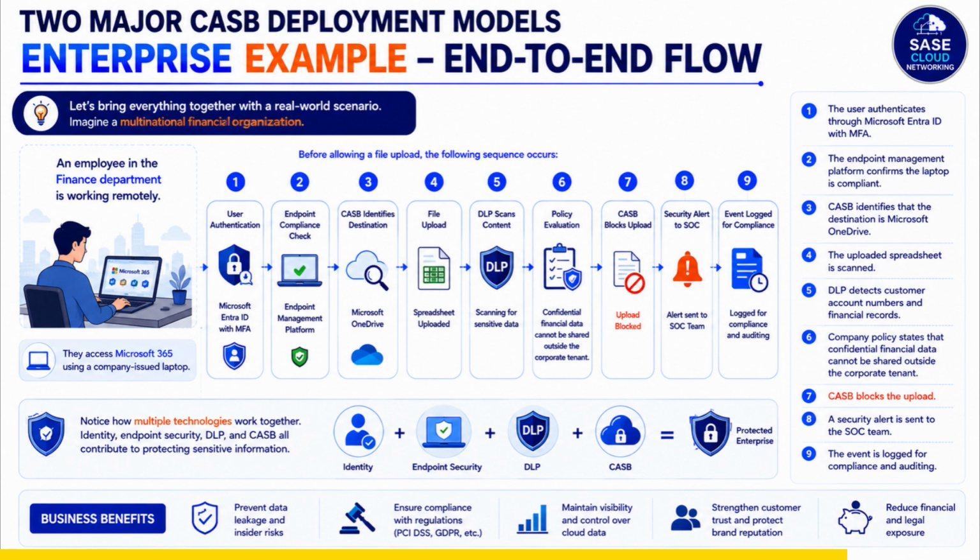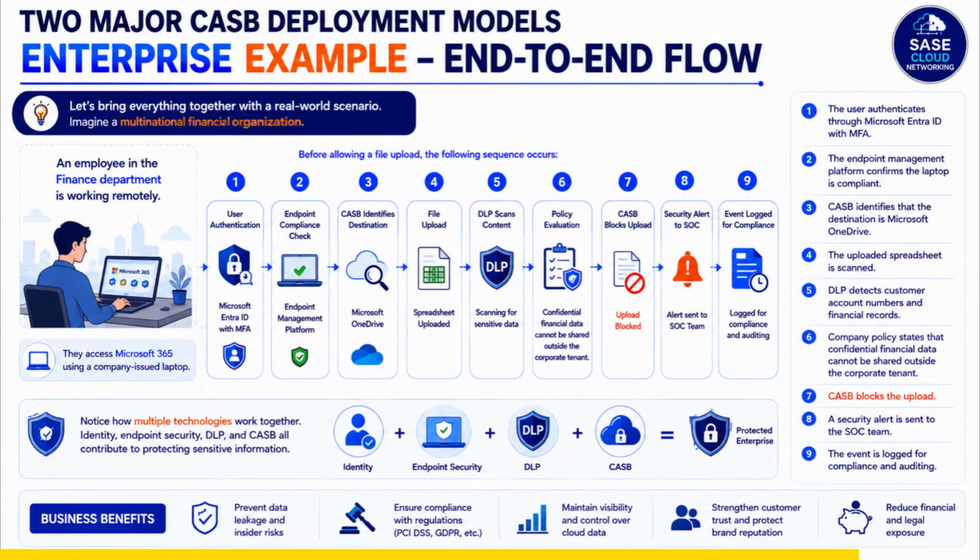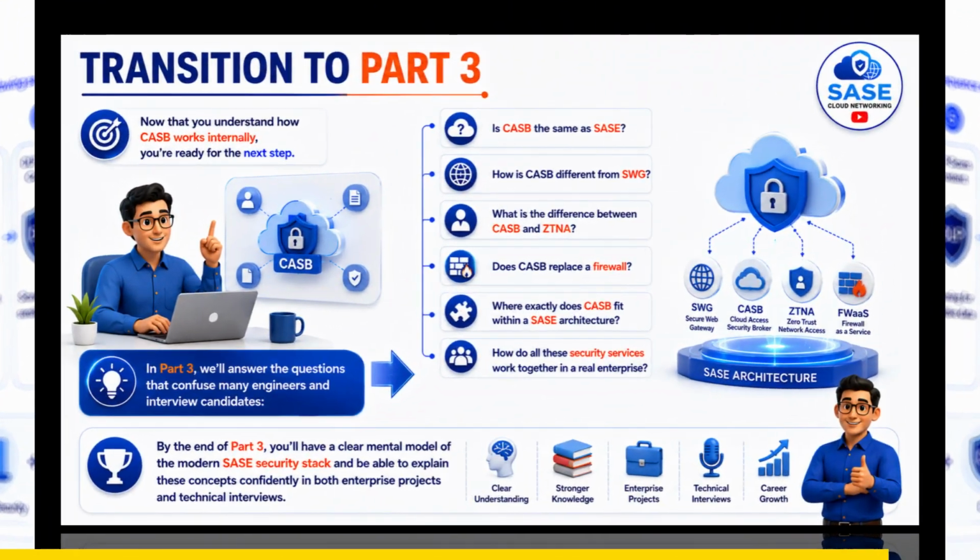The uploaded spreadsheet is scanned, and DLP detects customer account numbers and financial records. Company policy states that confidential financial data cannot be shared outside the corporate tenant. CASB blocks the upload. A security alert is sent to the SOC team. The event is logged for compliance and auditing. Notice how multiple technologies work together. Identity, endpoint security, DLP, and CASB all contribute to protecting sensitive information.